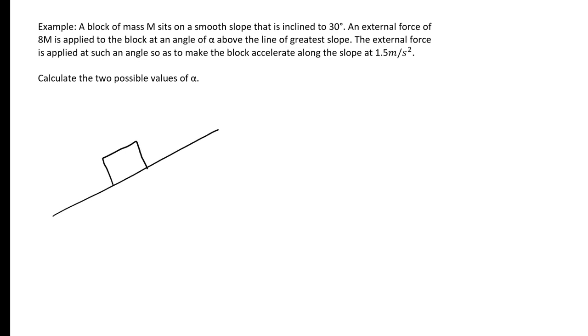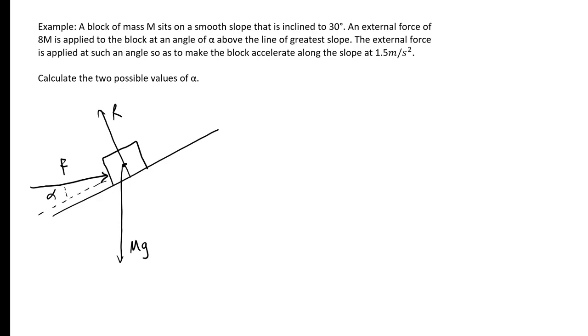There's the slope and the block. The block has a mass of m and a weight of mg. The reaction force. Some force is applied at an angle of alpha above the horizontal. So if we call that force F, and then this angle in here, that's alpha degrees above the line of greatest slope.